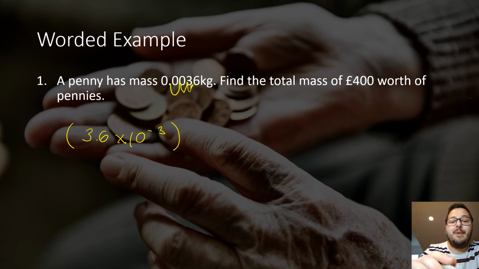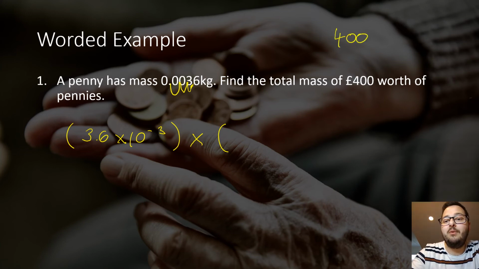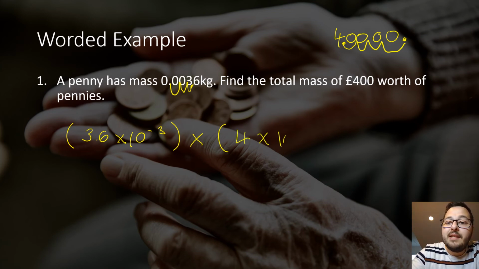Now we're going to times that by however many pennies we've got. Now we want to have 400 in terms of pennies, but £400 is going to be the same as 40,000 pennies. Yeah, so you just times it by 100. And then we want our decimal point to be here. And there was an invisible one there, so that's going to be 1, 2, 3, 4. So this is 4 times 10 to the... how many do we? 1, 2, 3, 4. Yeah, times 10 to the 4.